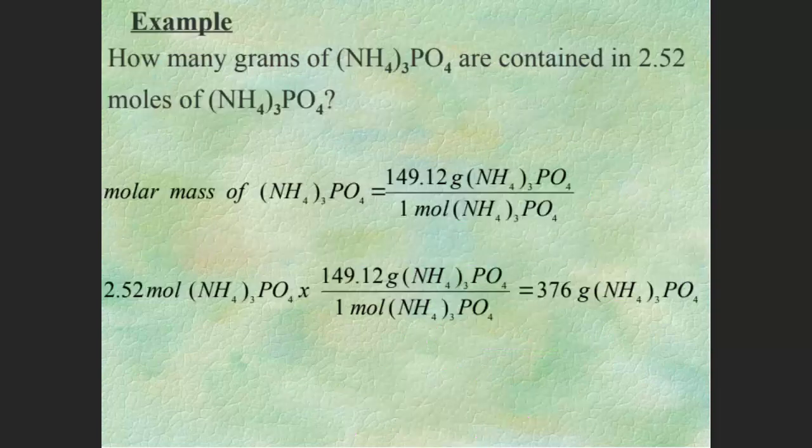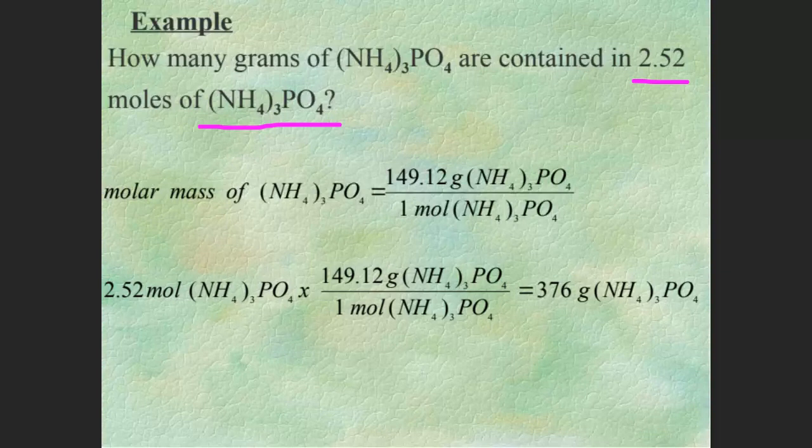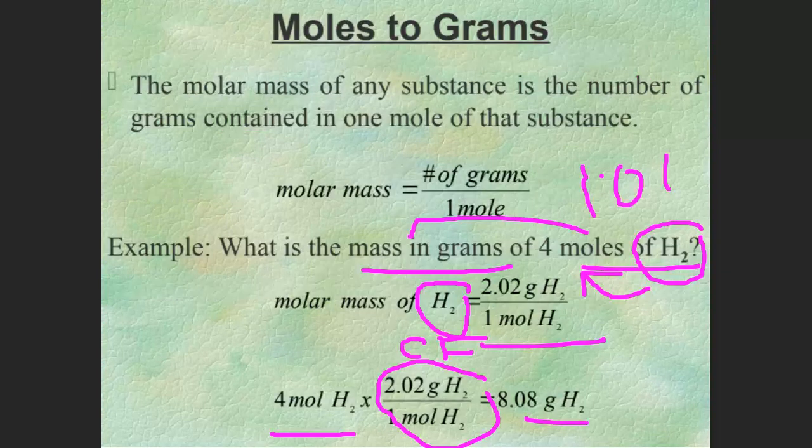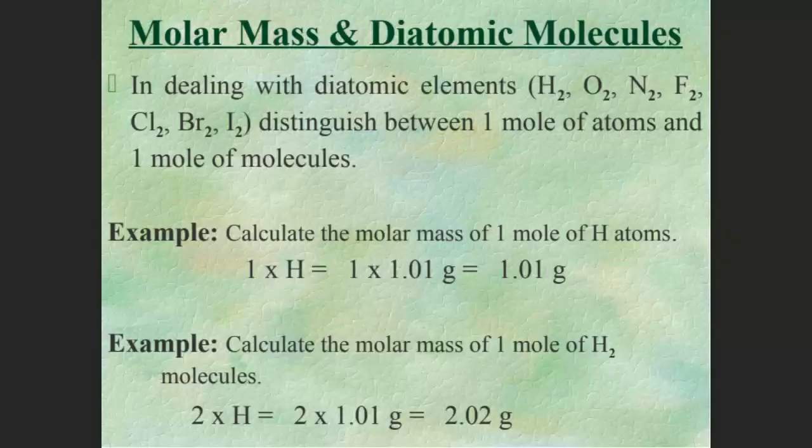Let's see another example. How many grams of ammonium phosphate are contained in 2.52 moles of ammonium phosphate? That's why you need to learn how to calculate the atomic mass in gram, correct? Because if you don't know, you cannot do that math. In that case, you remember the 149.12, but we already showed you in our previous slide, so we can just go back and revise how we calculate it.